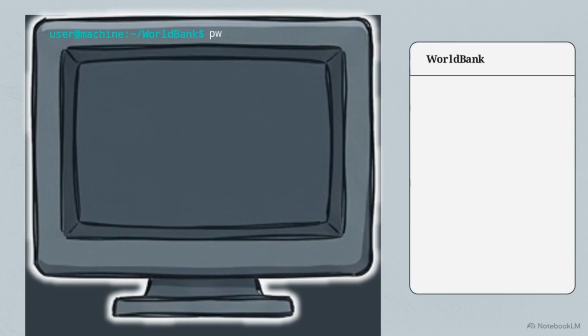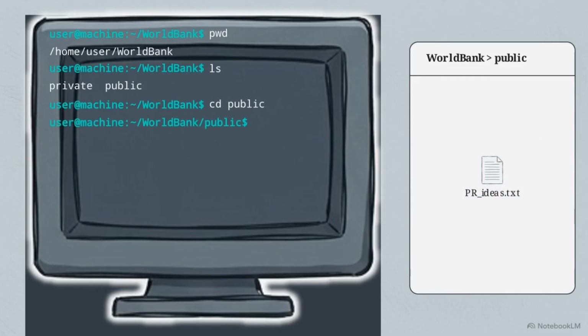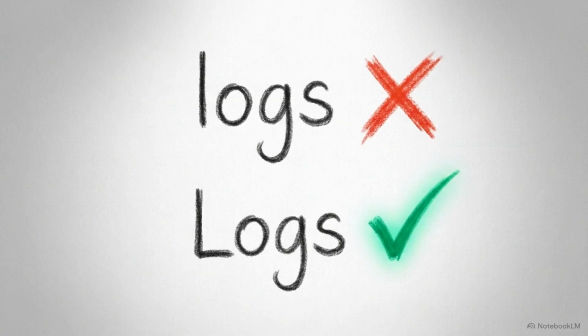The command line mirrors a visual file window. Type pwd to print your working directory. Next, type ls to list your environment's contents, perfectly matching standard graphical folders. Finally, type cd and a folder name to step one level deeper. Be careful with your spelling. Linux environments are case-sensitive. If you type a lowercase l for a folder named logs with a capital L, the system will report that the destination does not exist.